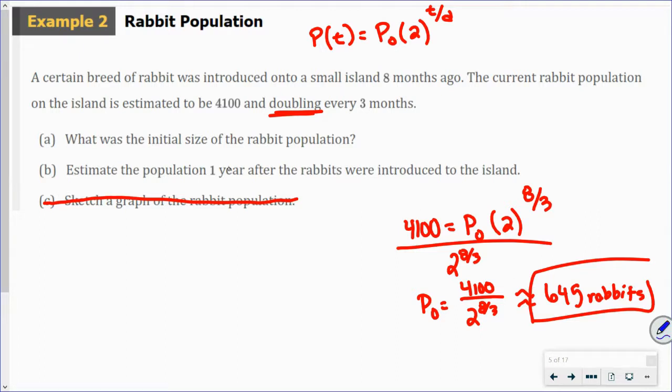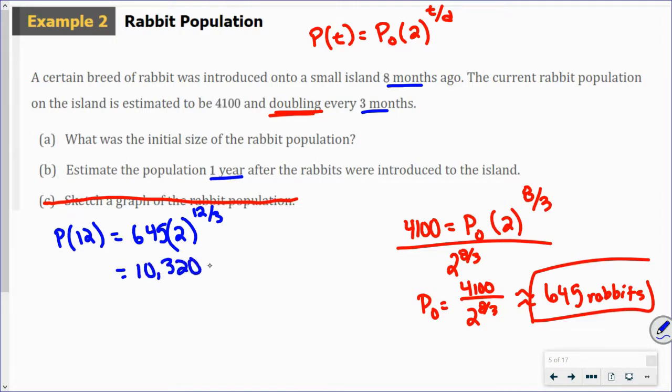Okay, so estimate the population after 1 year. Now remember, these are in months, so I cannot use a year. So I actually want P of 12 because there's 12 months in a year. Okay, so my initial population is 645 times 2 to the 12/3. Just put that into the calculator. 2 to the 12/3 is 4. We get 10,320 rabbits.